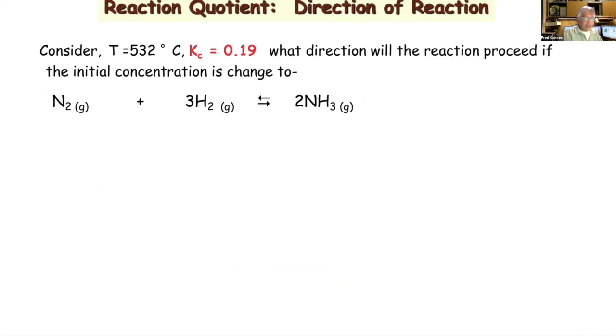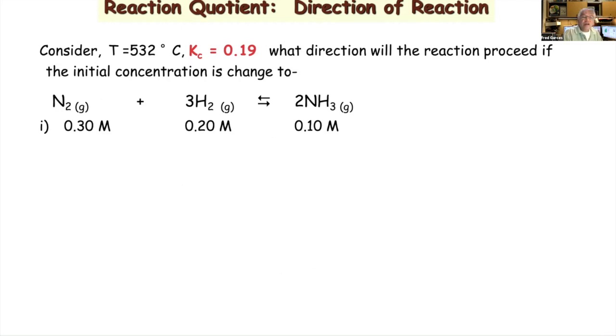So you can have a question like this. We have an equilibrium constant, it's 0.19. And you might say to yourself, but I thought it was 0.2 something or 0.4 something in a previous problem. It's going to change with temperature. So that's why I'm quoting the temperature here. At 532, the K equilibrium is 0.19. Okay, this is the Haber reaction. Now we have these initial concentrations, and the question is, in which direction will the reaction proceed?